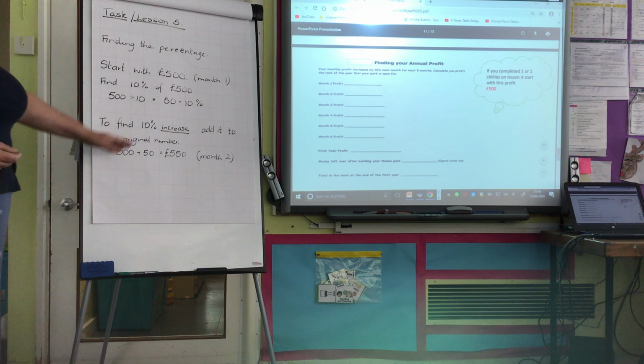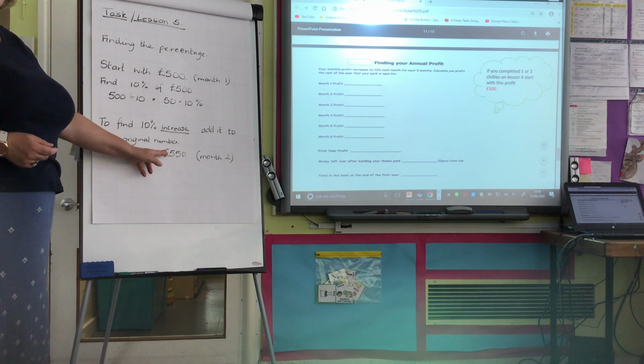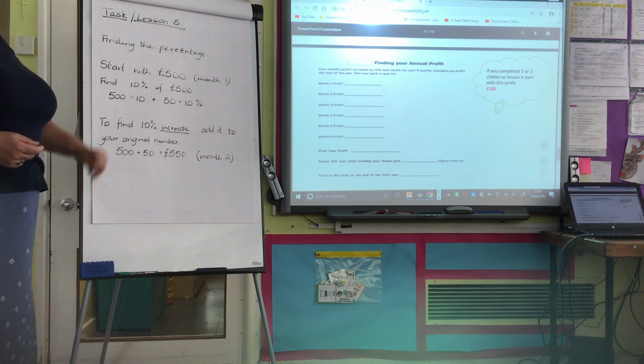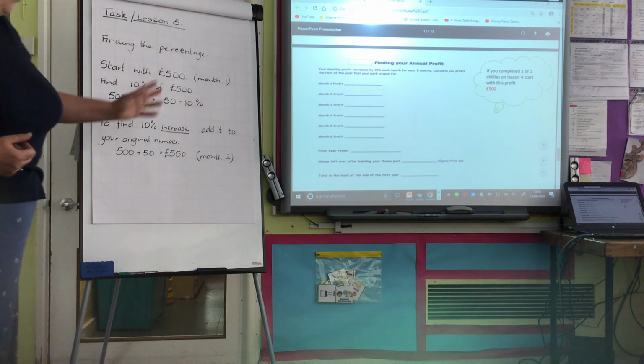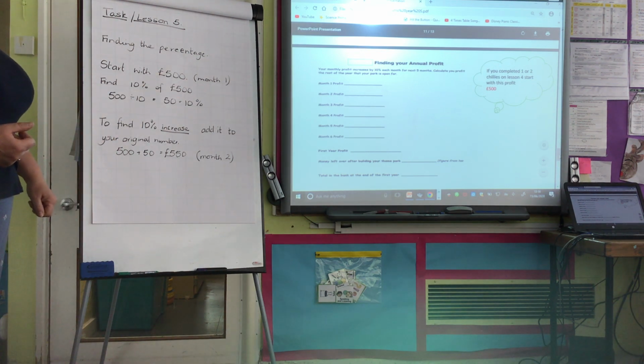And keep doing that. So start on month 2 with 550, find 10% and add it on to find out what you will get in the bank at the end of your first year.